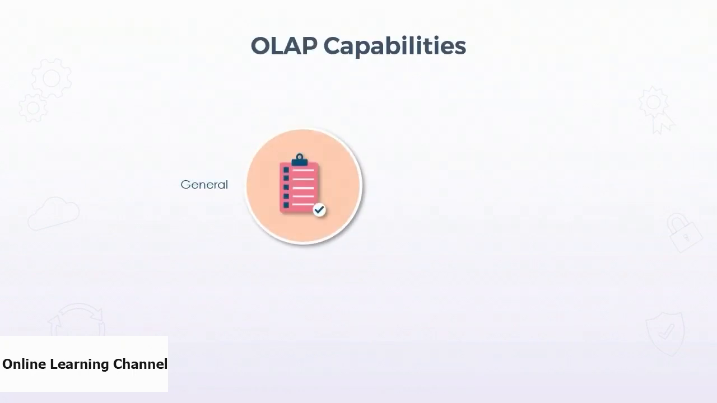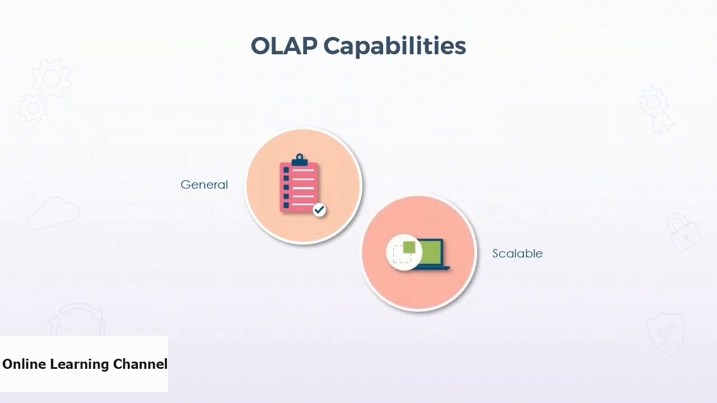OLAP capabilities. So it has general capabilities. It's managed. It has multidimensional cubes. It supports tabular semantic models. It's easy to integrate with multiple data sources. Supports real-time analytics. It's also scalable, so we can scale up and down as we need. It has scaling capabilities for high availability. It supports query scale out, and it has dynamic scalability to scale up.